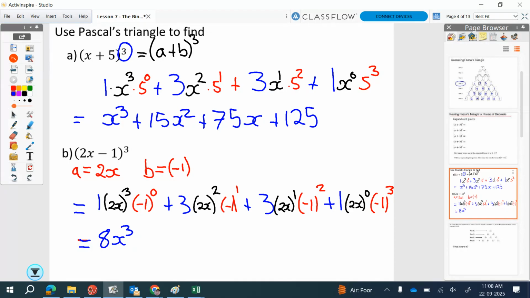Now here we have negative 1 to the 1, so this is going to give us a minus sign. This is going to be an alternating sequence. We're going to get 4 times 3, so 12x squared. Then we're going to get a plus. This is going to be 2 times 3 is 6. And then our last one's going to be a minus, and that's going to be minus 1.